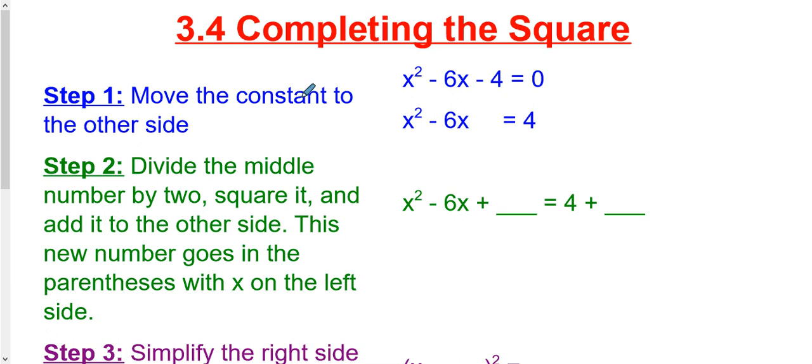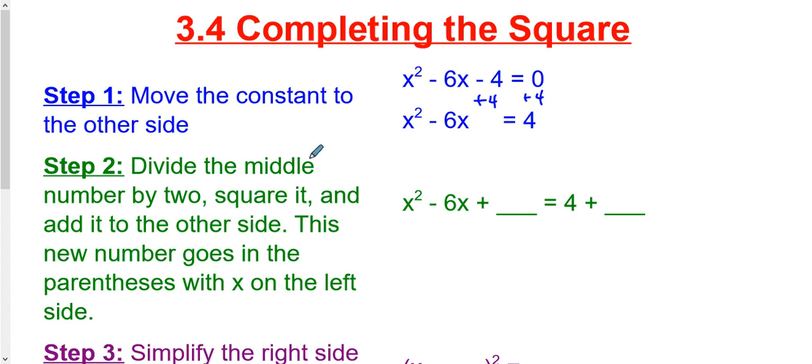First step is going to be to move your constant to the other side. That word constant is just the thing that doesn't have a variable, right? Your number that's all by itself. In this case, I have -4, so I would add 4 to both sides, and that's exactly what I did. Now, whenever we move these over, you're going to be in the habit of putting these blanks in. That just helps your brain to know, hey, something needs to go there.